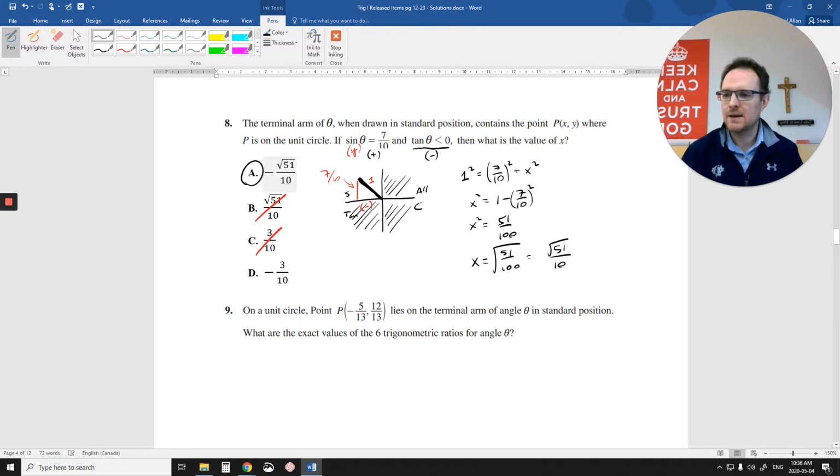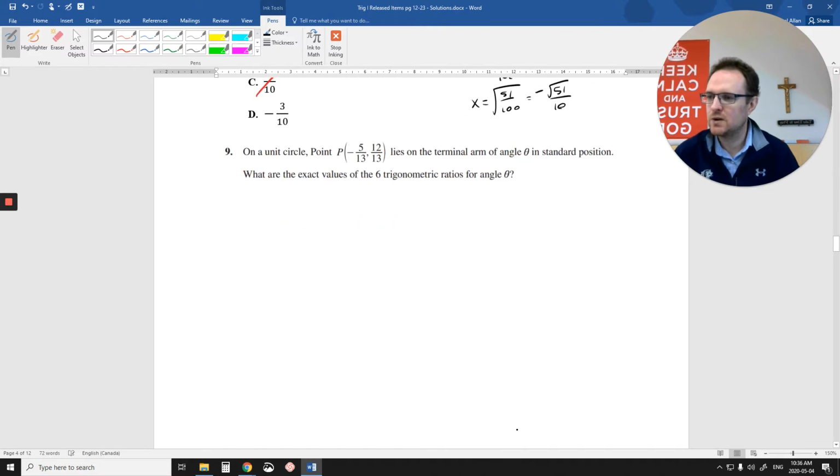That gives root 51 over 10. So the answer is A. You just jam the negative back in there because it has to be going backwards. Cool.